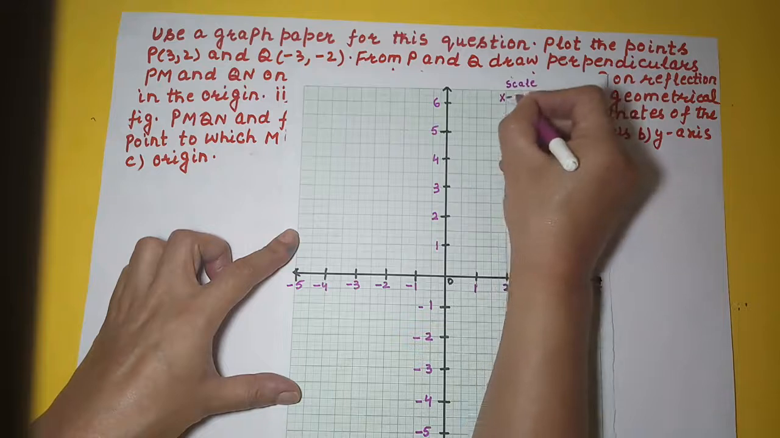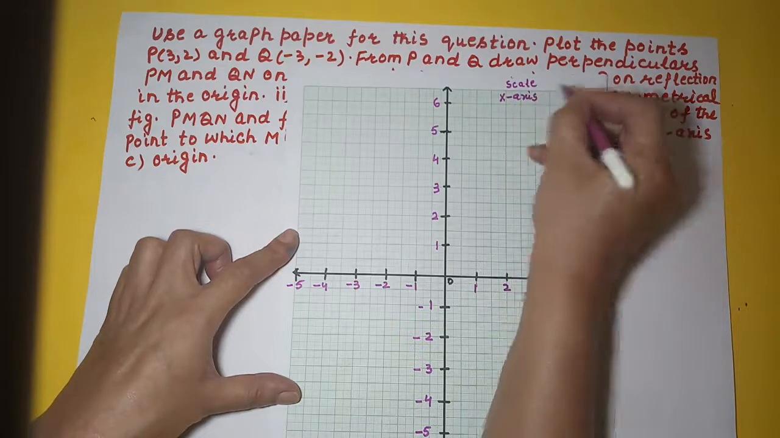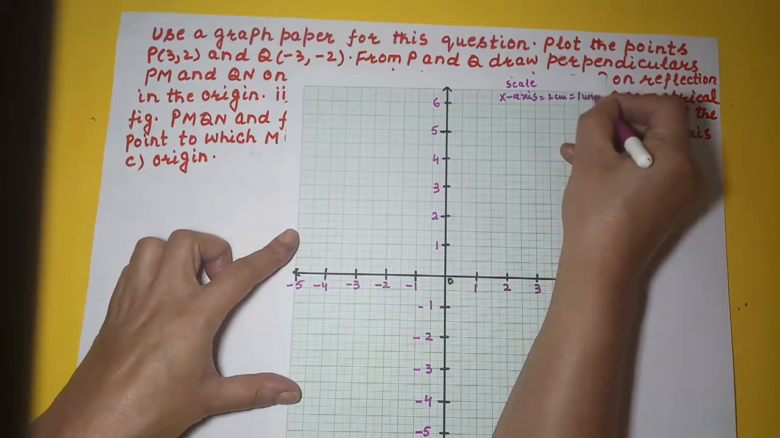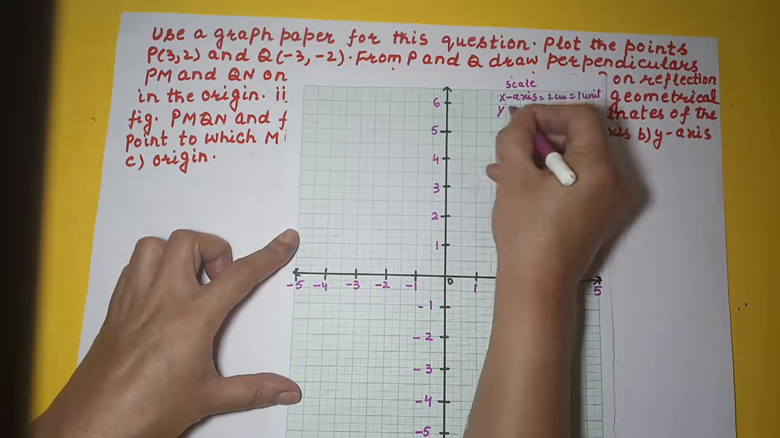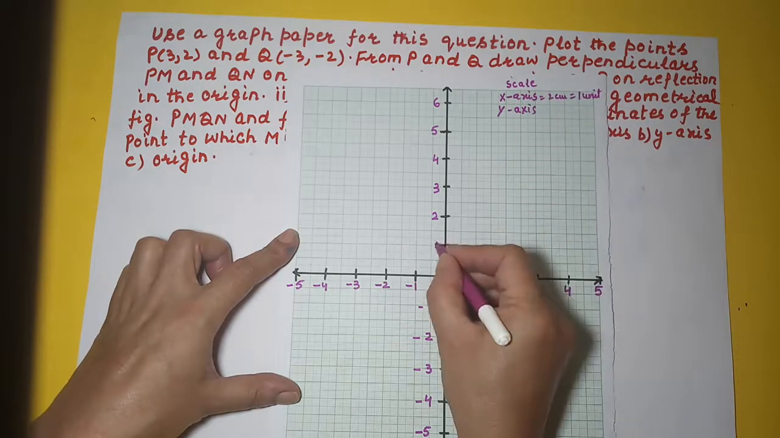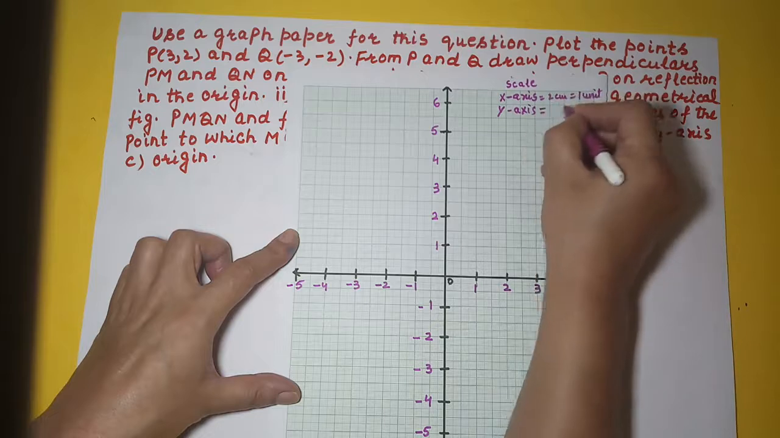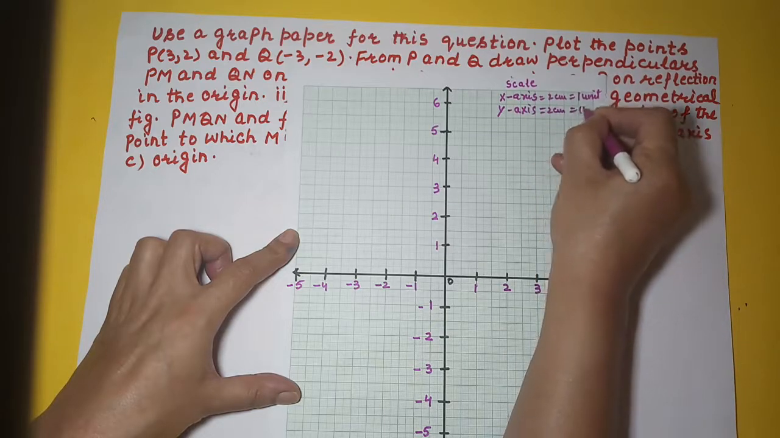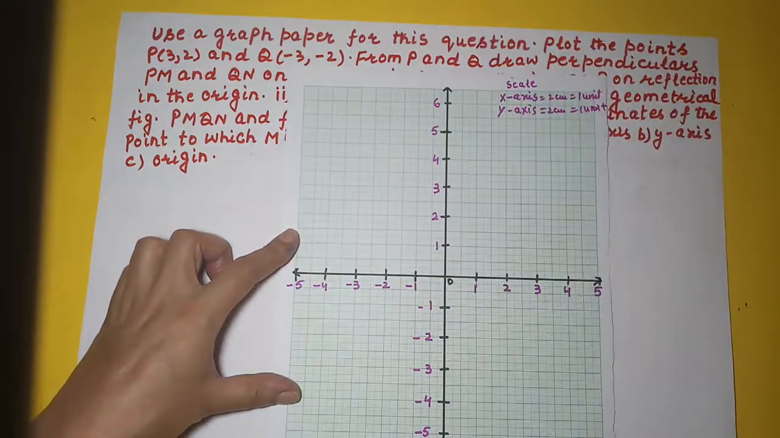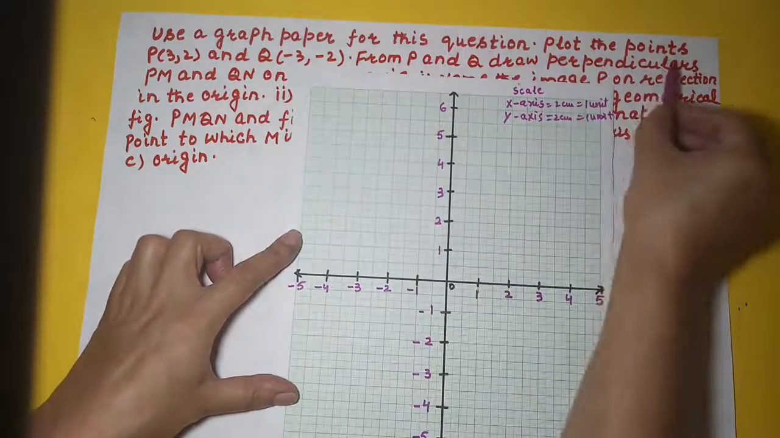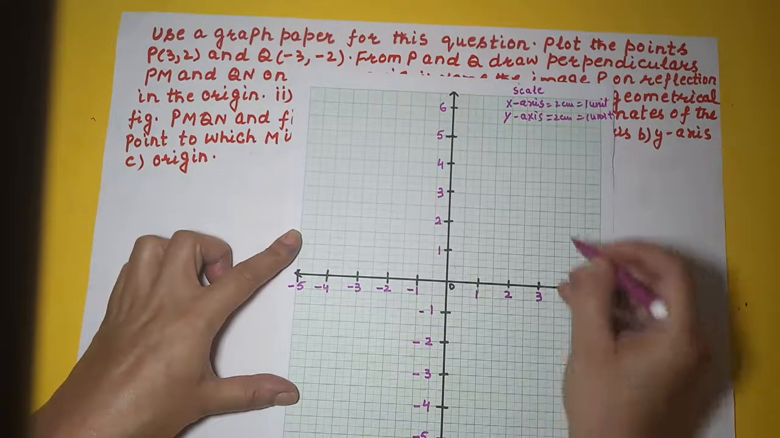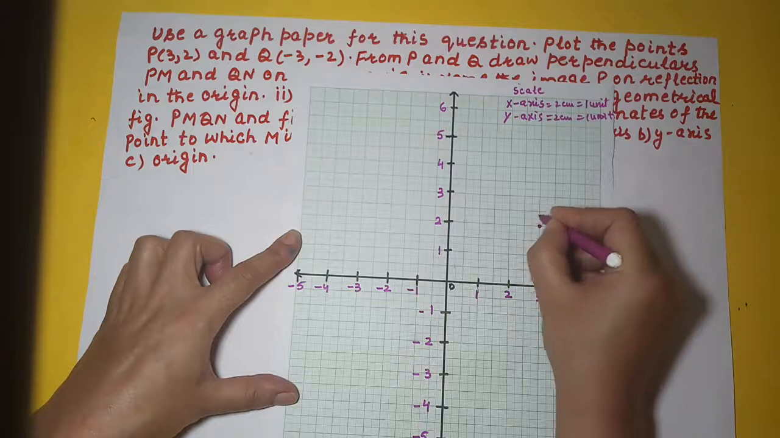So along x-axis, 2 centimeters is equal to 1 unit. And along y-axis, same scale I have chosen, 2 centimeters is equal to 1 unit. Right? This I have written. Now I can proceed further. Okay. Now, I have to plot point P (3, 2). X is 3 and Y is 2. So it will come here. So this is my point P.